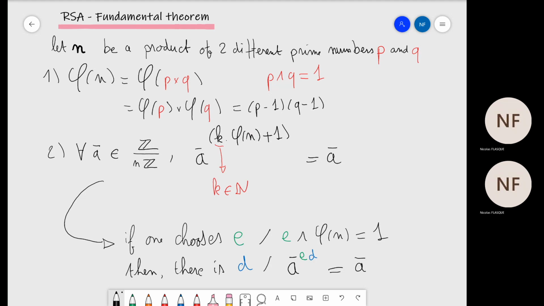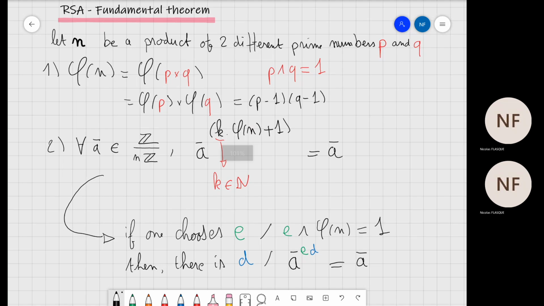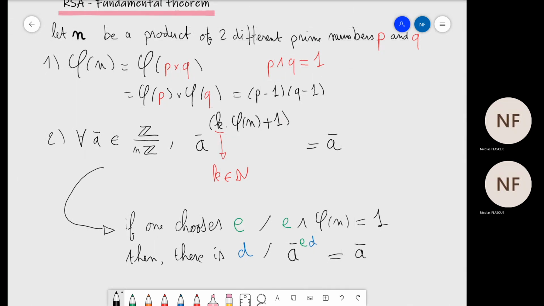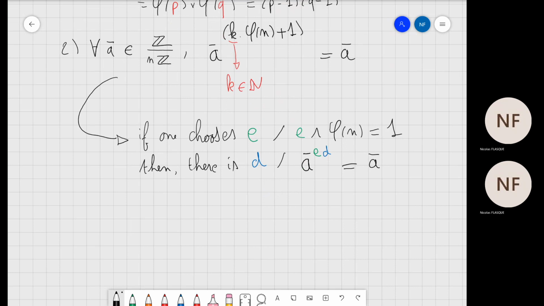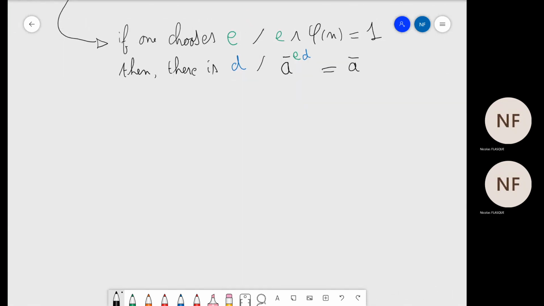Perhaps you wonder why I get from this first formulation of the theorem to this statement, because it seems to change nearly nothing, but actually this will be used for cryptographic purposes. That is, a bar to the power of e times d actually is applying ciphering and deciphering, as we will see later, and we get a bar once again. Okay, so let's make a little proof of this statement.